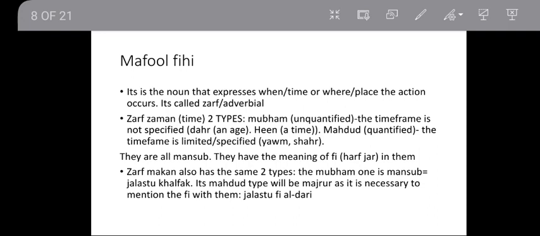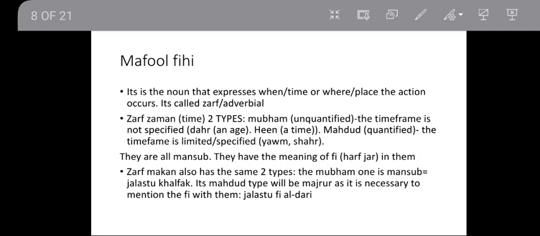And they have the meaning of harf jar within them, the harf jar fi. The harf jar fi means in literally, but you don't have to translate it as in when you're speaking English. Sometimes you could say he traveled siru fil ard, meaning travel on the earth, because we don't travel inside the earth. If you think of the earth as the ground, we travel upon it, but it's still referring to a place. Obviously, that was an example of dharf makan.